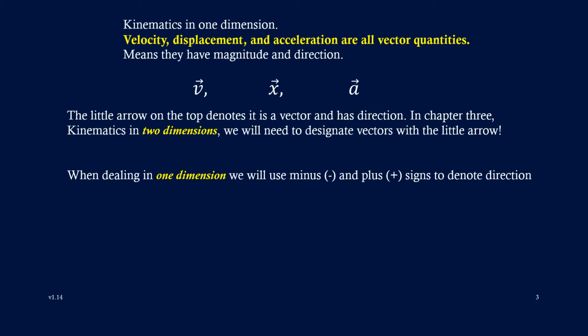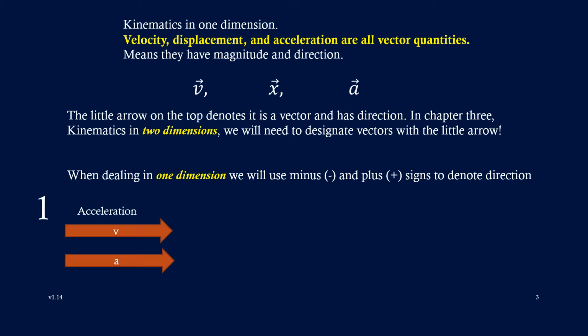So basically, in kinematics, we first start off with one direction, and we have three actually variables that we use. And you see the little arrow on top of V, which stands for velocity. X stands for distance or displacement. A stands for acceleration. So when dealing in one dimension, we'll use either negative or plus signs to denote which direction.